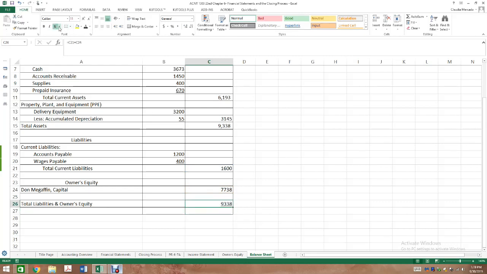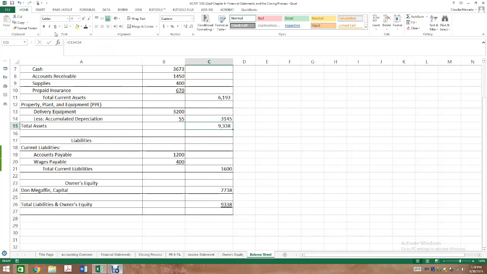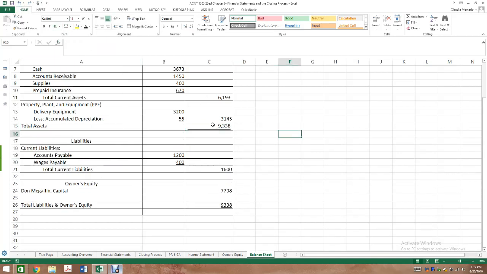Okay. Now, your total liabilities and owner's equity must equal your total assets. If it does not equal your total assets, then you made some kind of mistake, and you need to make sure that you fix it before you move forward with doing anything else. So your total assets need to equal your total liabilities and equity, which in this case it does, $9,338.